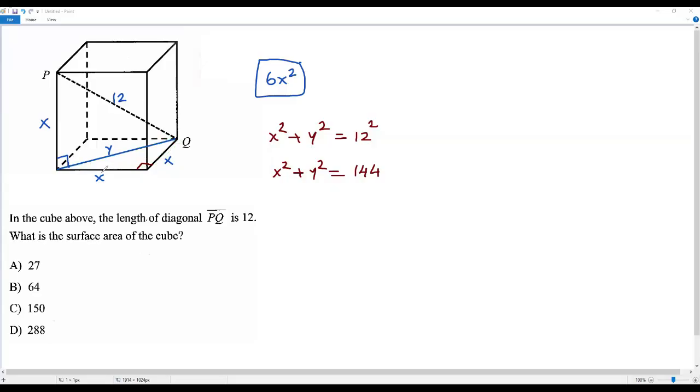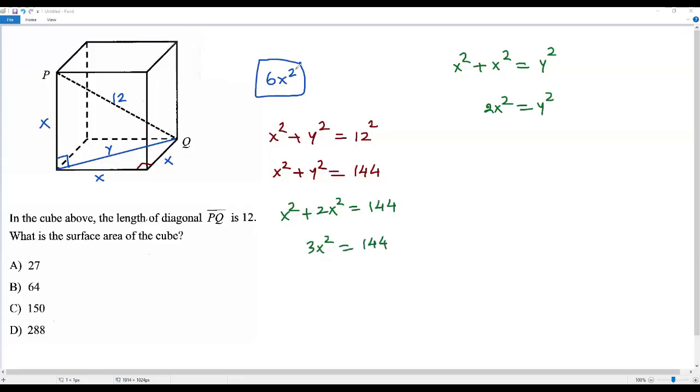The sum of the squares of these two legs equals the square of the hypotenuse. Let me write x square plus x square equals y square. When I add x square and x square, I get 2x square equals y square. Now I can plug in this 2x square for y square. Then I get x square plus 2x square equals 144. Adding x square and 2x square, I get 3x square equals 144.